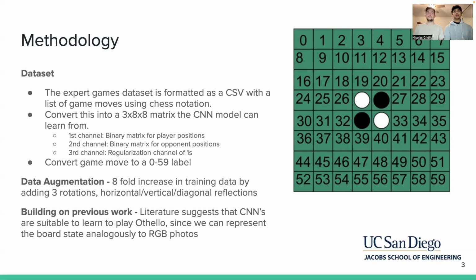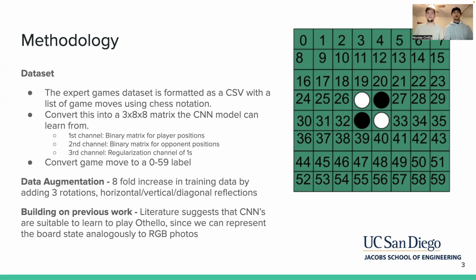The first channel is a binary matrix for the player positions, which are ones for where all the player tiles are and zero for everything else. And then the second channel is similar, except it's a binary matrix for the opponent positions. And then the third channel is just a regularization channel of ones. And then we also converted every corresponding game move for this current board state to a 0 to 59 label, as you can see in this image shown there.